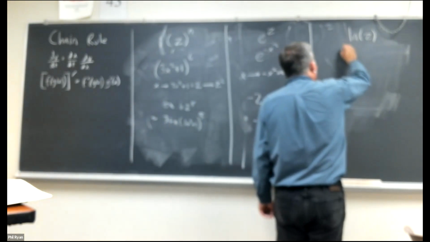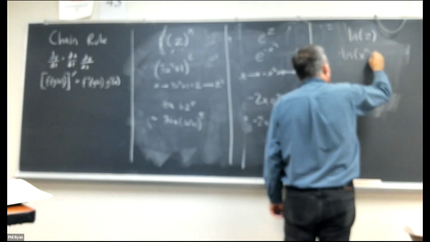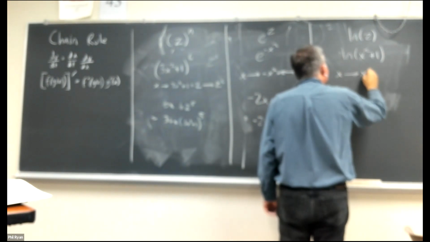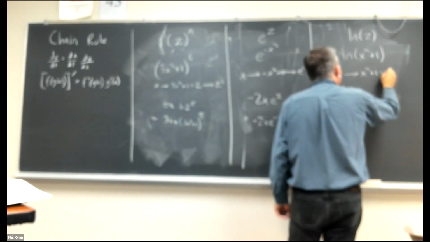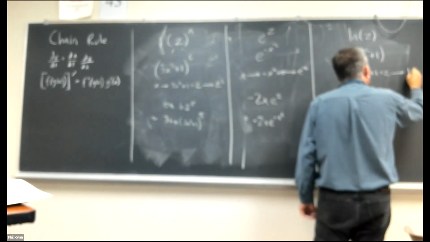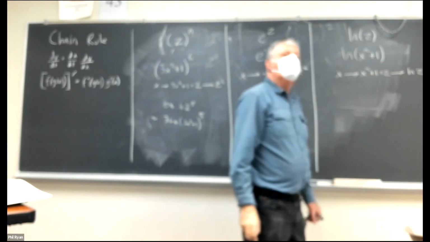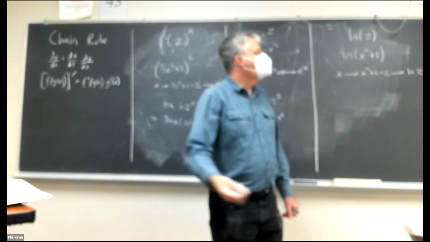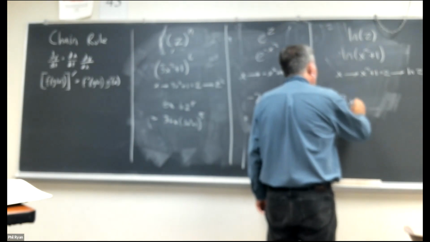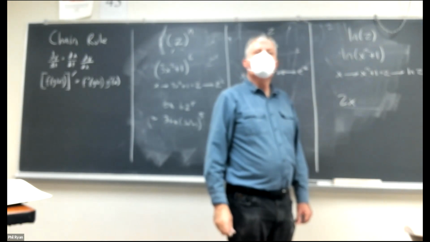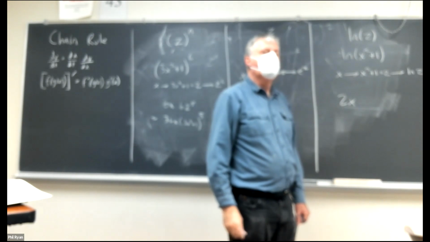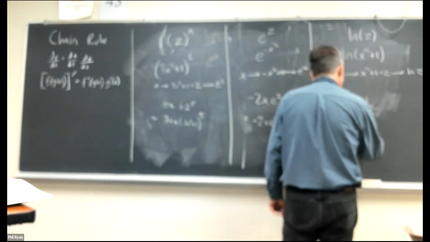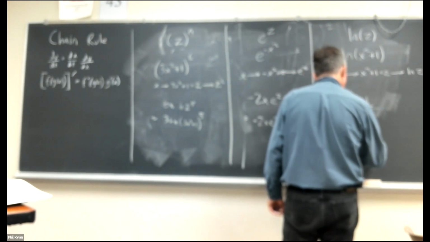What about ln of x squared plus 1? Okay, x goes to x squared plus 1. We'll let that be our z, goes to ln of z. Derivative of x squared plus 1? 2x. Derivative of ln of z? 1 over z. We get 2x over x squared plus 1.